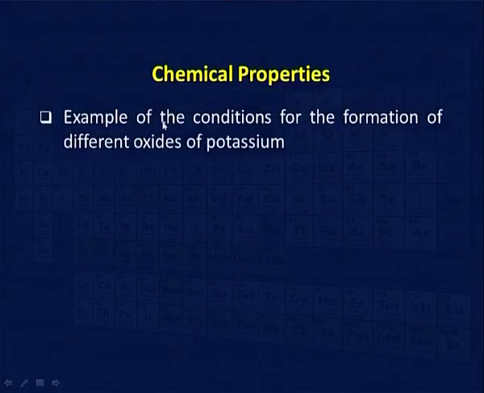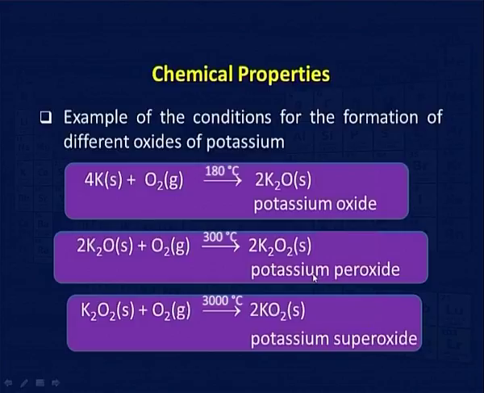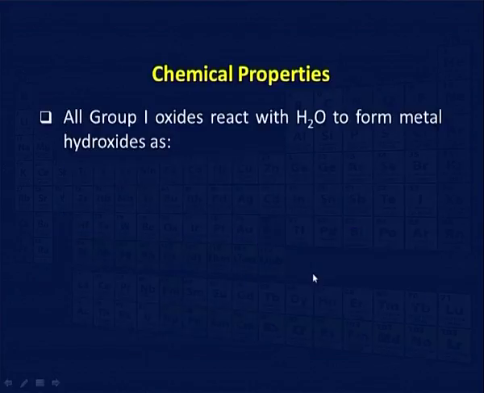Now, an example of conditions for the formation of different oxides of potassium. We are taking up an example to show you the difference by which we can make all three types of oxides of potassium. You can see potassium on reaction with oxygen will give normal oxide at 180 degrees Celsius. On increasing the temperature up to 300 degrees, we can get potassium peroxide, and on increasing further to 3000 degrees Celsius, we can get potassium superoxide.